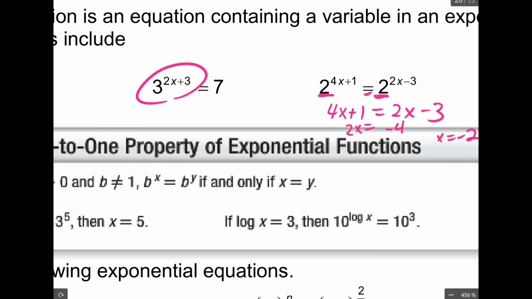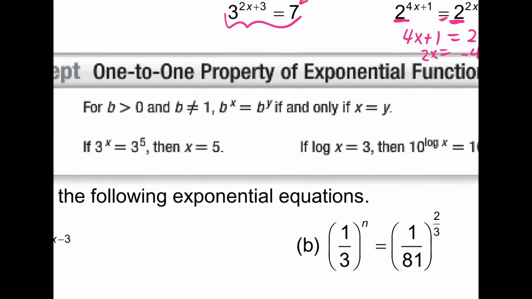So one idea is to make the base the exact same. That way I could just set the exponents equal to each other. But if we go back over here to the left, the example over here is a little more difficult. This is a harder one because I can't rewrite 7 in terms of a base 3. So we'll see how to solve that in a second.